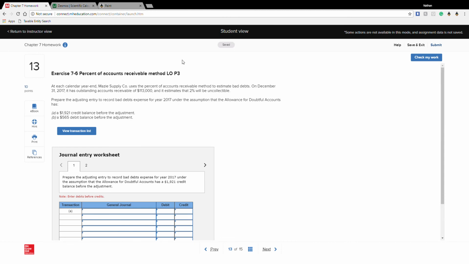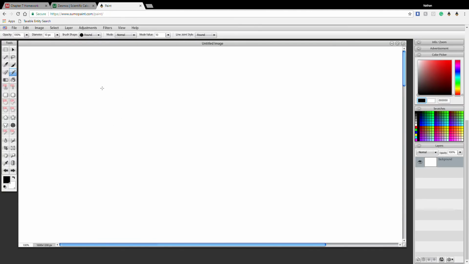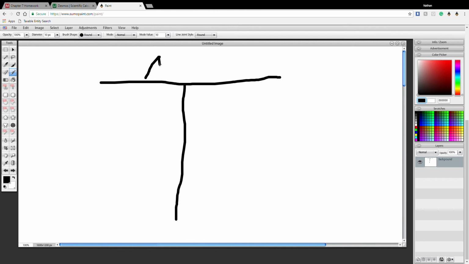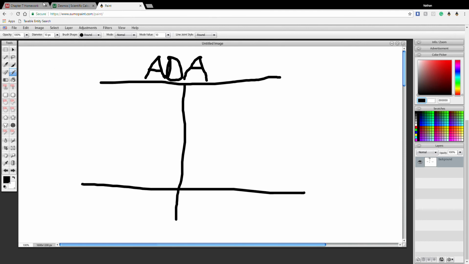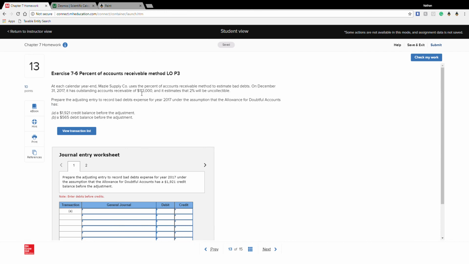Okay, so let's look at this. I'm going to bring out my little paper and I'm going to make a T-chart, okay? Because this is going to help me basically start off. So, this is my ADA, okay? Alright. So we're going to start it off. We know our ending balance is going to be 113,000 times this 2% because we're looking at percent of accounts receivable. So let's get our calculator to find the ending ADA. This is how much it should be.